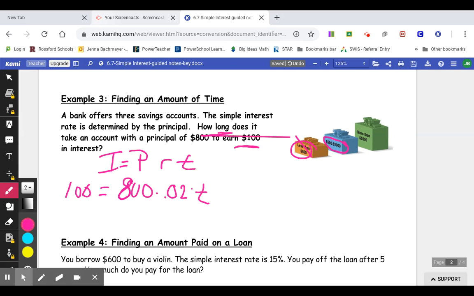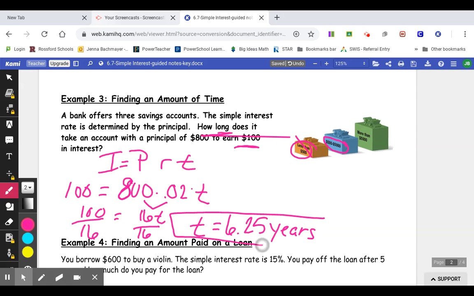So I'm going to multiply 800 times 0.02. That gives me 16t. And I bring down my 100. Then I'm going to divide by 16. My time is 6.25 years. So it's going to take just over 6 years to make $100 in that bank account.